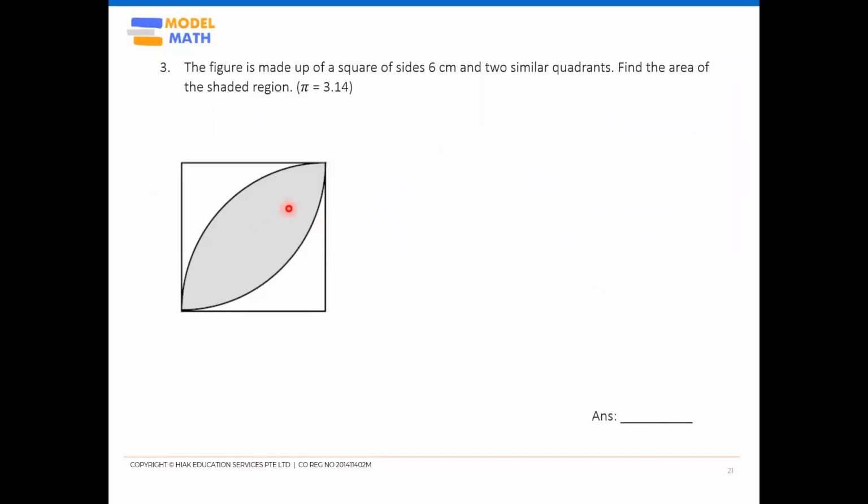The figure is made out of a square of sides 6 cm and two similar quadrants. Find the area of the shaded region. Okay, so let's annotate on the diagram where the 6 cm lies at first.